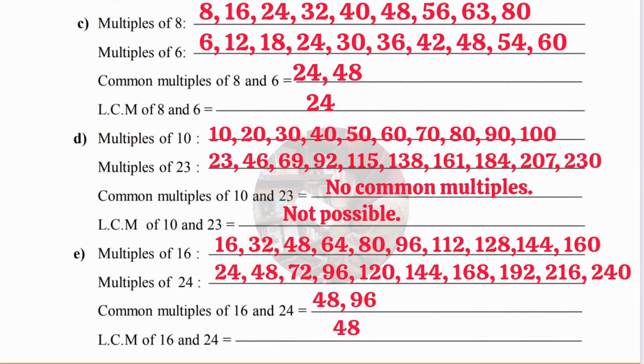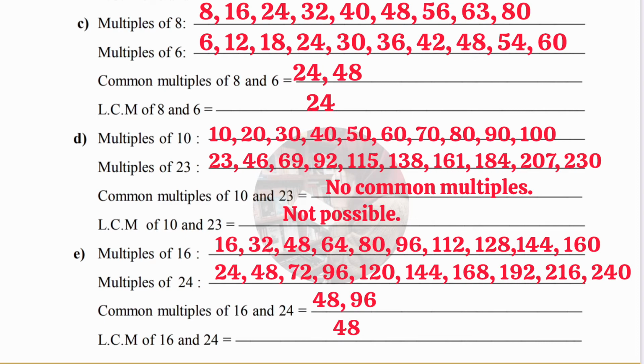So this question is very important. Find out the least common multiple of 10 and 23. In the examination also they will ask you, because this is very important. Please mark it as important also, and write it down for the fifth question as it is.